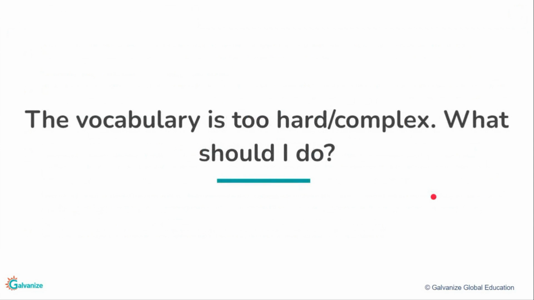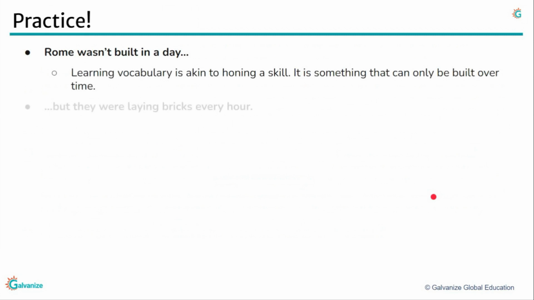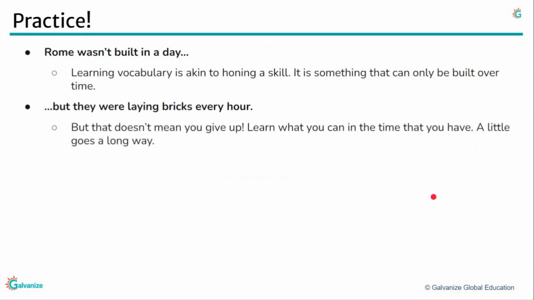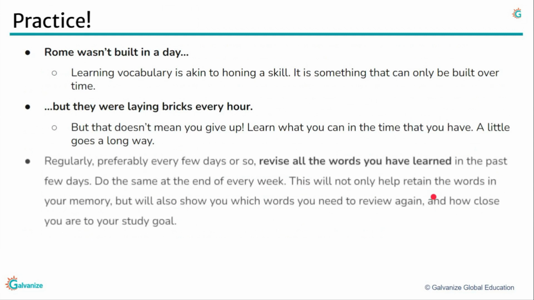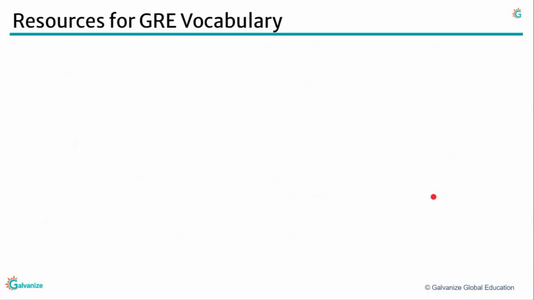What do you do if the vocabulary is hard or complex? You practice. Rome wasn't built in a day, but they were laying bricks every hour. So learning vocabulary is a skill that takes time, but if you do it consistently, you can actually master it. Also, revise all the words that you have learned and review. Without revising and reviewing, there is no use if you learn all the 3,000 words that a list supplies you. It's important to revise as you learn.